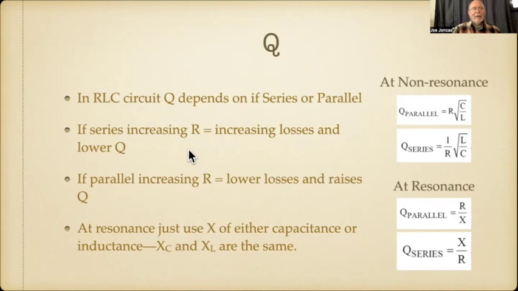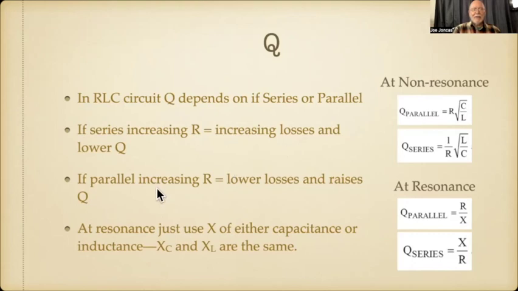Okay. So in series, if you have series resistance, R increases the losses. So you have a lower Q. If you have an increasing R when the capacitor and the inductor are in parallel, lower losses, and it raises the Q.